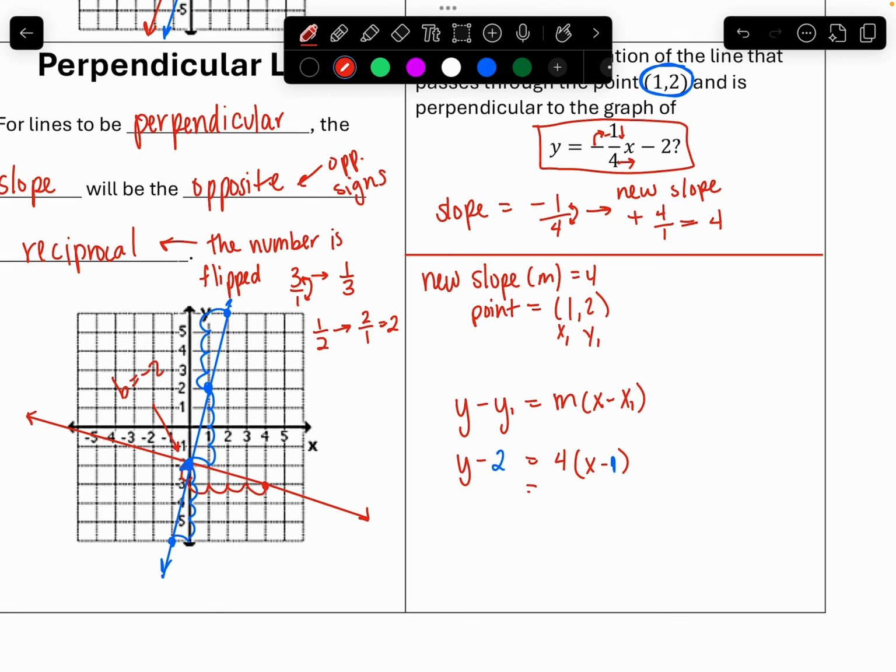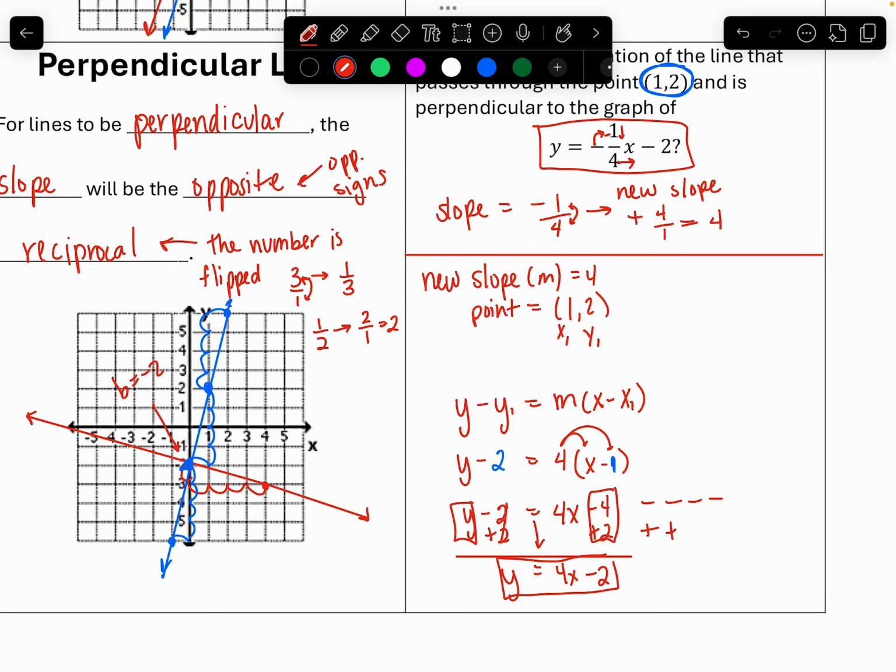And again, if there's a number in the front, we distribute. So it's 4x minus 4. Bring down everything else, y minus 2. We have to isolate this y, so we're going to add 2 to both sides. Make sure it's the like terms. So we get y equals 4x minus 2. Exact same equation as earlier. And if you don't know how to add these, it's minus 4 and then add 2. We're left over with negative 2.